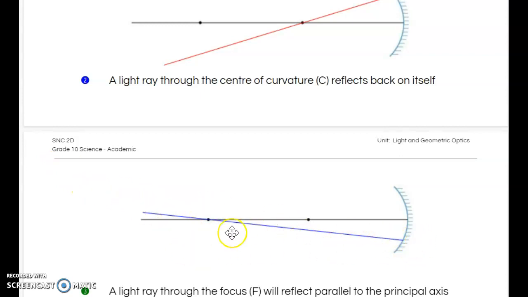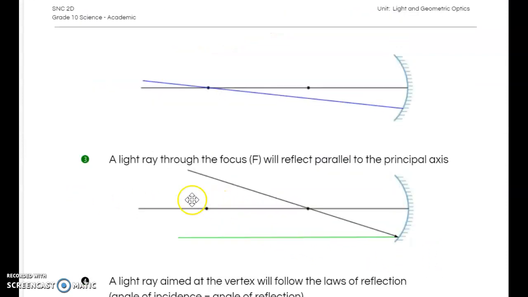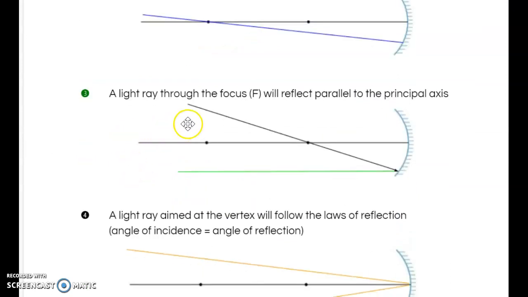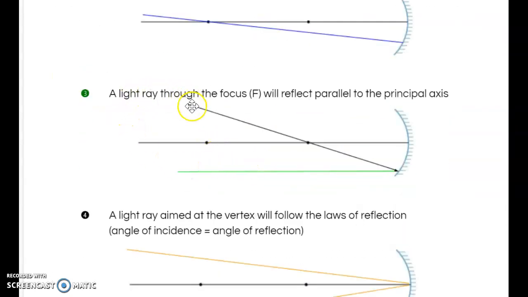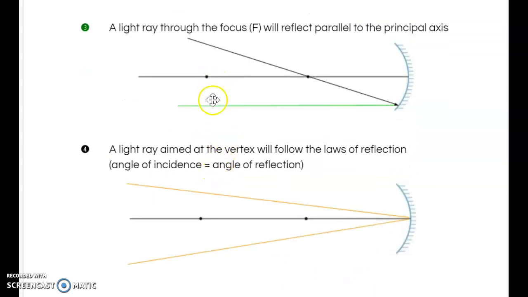It'll just reflect back on itself. Okay, we'll go here and back here. The next one is a light ray that travels through the focus will reflect parallel to the principal axis. So number 3 here is actually the opposite of number 1. Number 3 is if a light ray is passing through the focus, it'll reflect back parallel to the principal axis. I keep saying peripheral, principal axis.